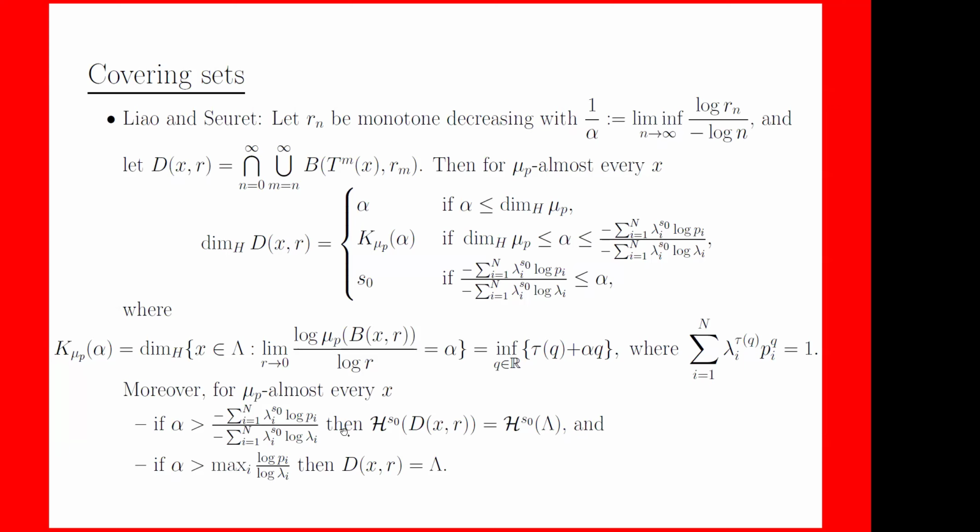Furthermore, they also showed that for almost every point, if your alpha is strictly smaller than this quantity, then you almost surely cover almost every point with respect to the s-dimensional Hausdorff measure. And if it's strictly greater than that quantity, then you almost surely cover really every point infinitely often. Okay, but this is a weird big formula.